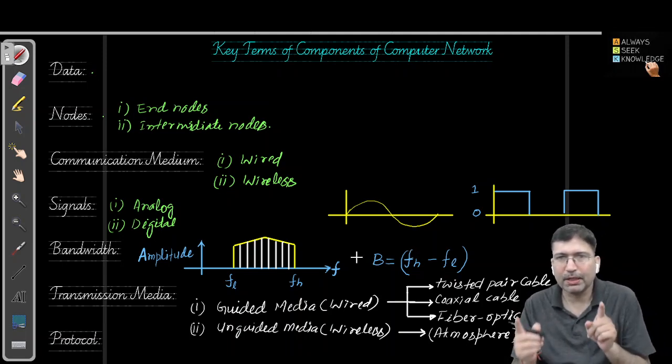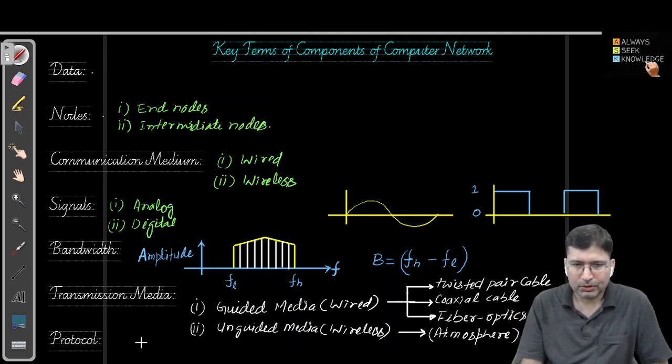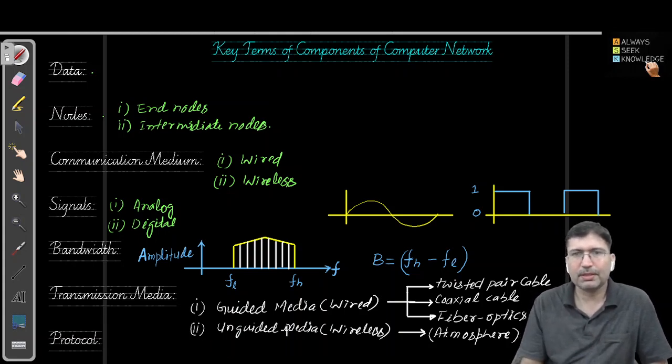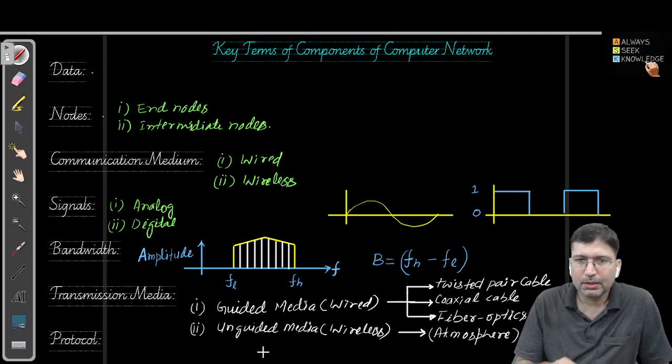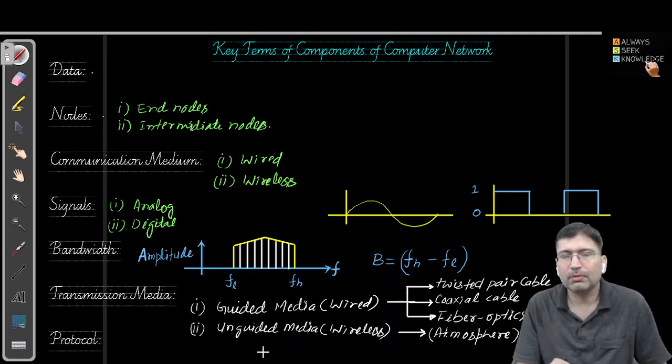Both the parties, both the nodes, need to follow those sets of rules, right? So we will discuss different protocols like HTTP, FTP, and a number of other protocols. So these are some key terms in computer networks which you need to remember.